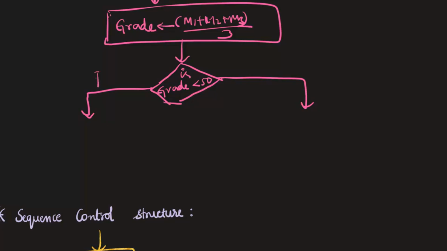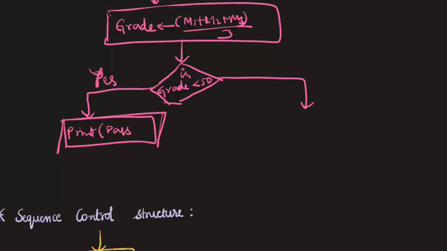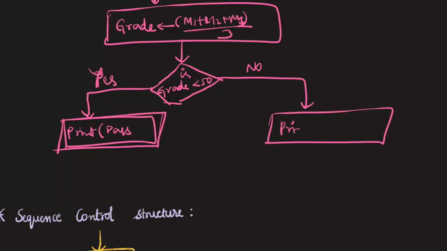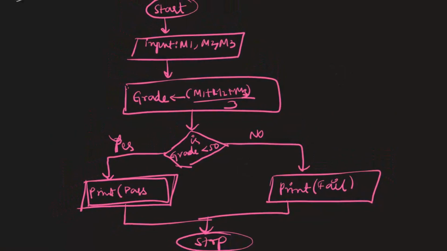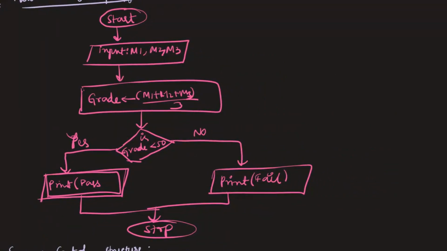If it is yes, then it will print pass. And since this is the output, it has to be in a parallelogram. And next, if it is no, then it will print fail. After finishing this, it will stop. So this is the end of the program. So this is how you write the flowchart.